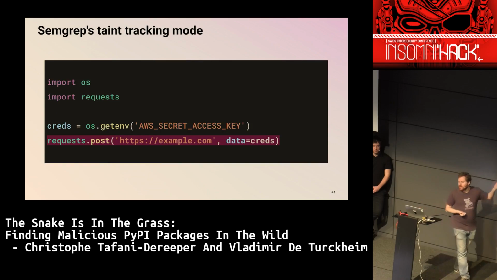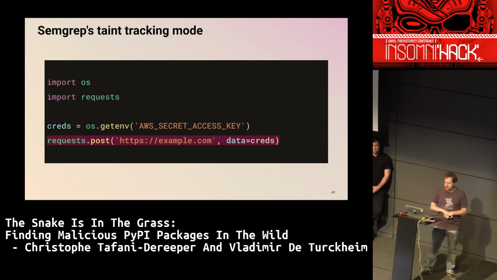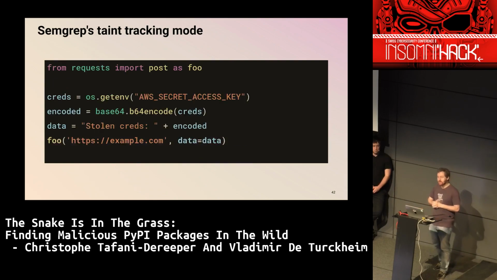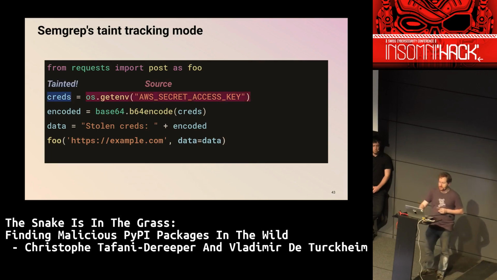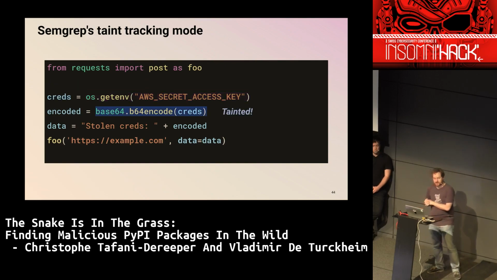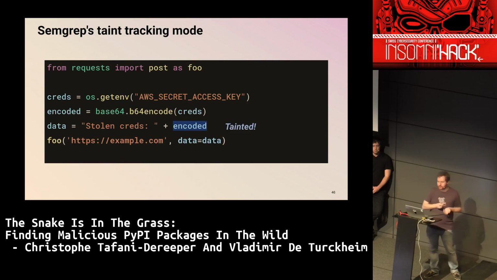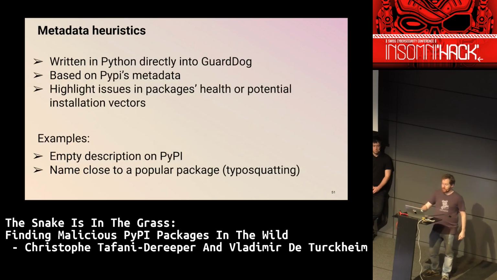Let's take an example. Here we've got credentials getting out of os.getenv AWS secret access key, probably something we need to keep secret, and we put it on the network with a post request. Well, Semgrep will be smart enough to detect the link between the two. But Semgrep is even smarter than that, in that it can taint track transformations from the source to the sink. So here we've got the variable cred that is marked as tainted. We base64 encode it, so Semgrep will say that encoded is also tainted. Then we concatenate it with a string, and Semgrep will know that it is also tainted. So at the end of the day, we are able to know what goes into the sink and that it came from one of the sources we defined.